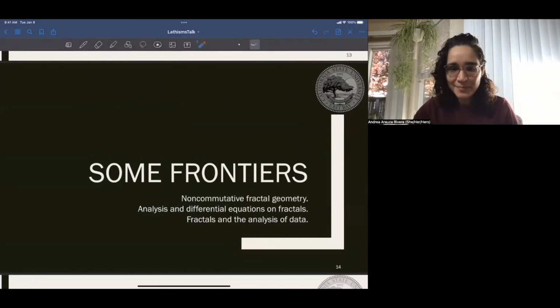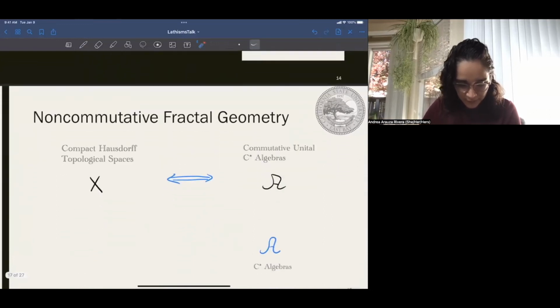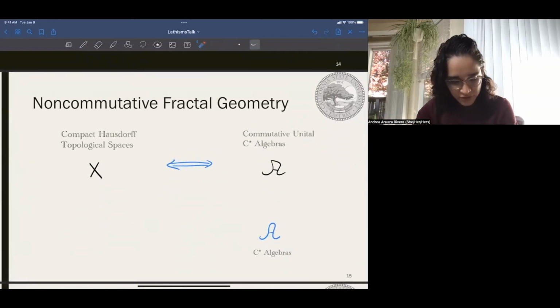Up next, I'm going to talk about some of the frontiers in fractal geometry. Specifically, I'll talk a little bit about some of the things that I've done in the past, and then some of the things that I'd like to do in the future. So first, a little bit about non-commutative fractal geometry.